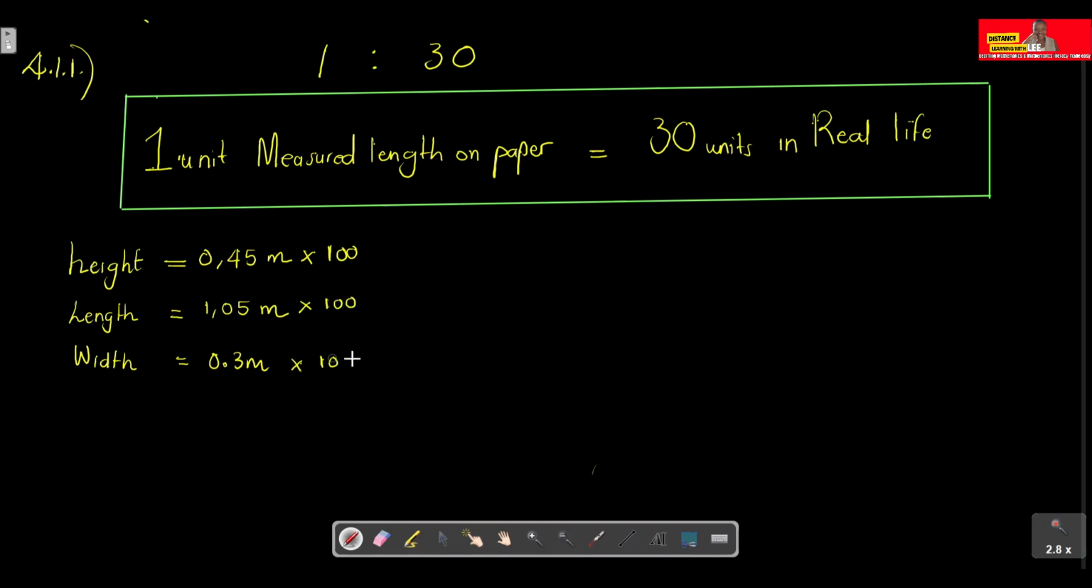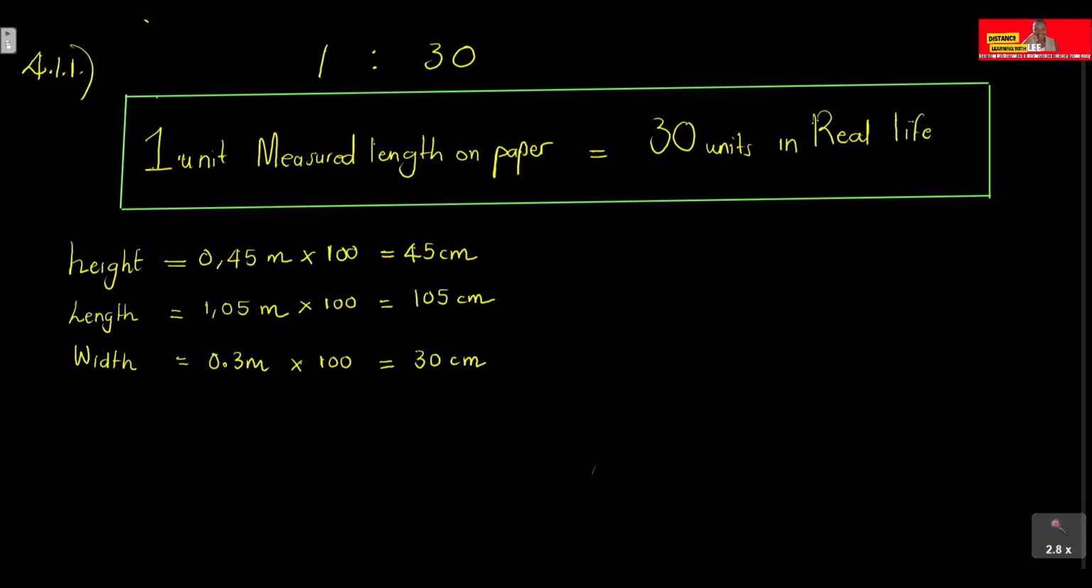So if you punch that into your calculator, what do you get? What is the height, what is the length, and what is the width in centimeters? You'll get that the height is 45 centimeters. You'll get that the length is 105 centimeters. You'll get that the width is 30 centimeters. So now that we've converted all these dimensions into centimeters, we are more than ready to get what the value of A is, what the value of B is, of the fish tank on the piece of paper.